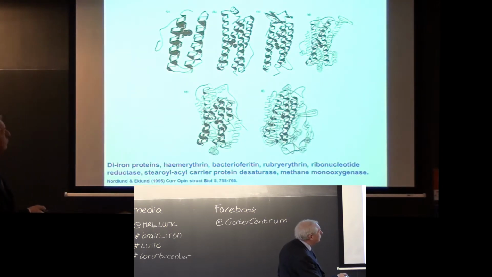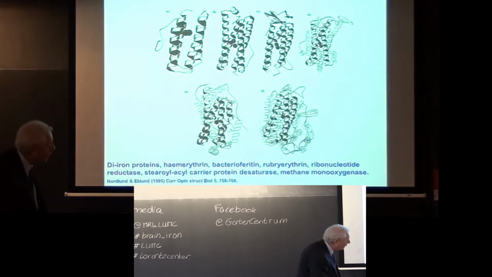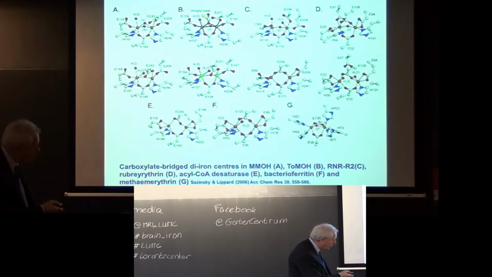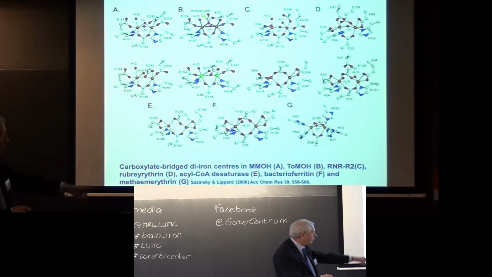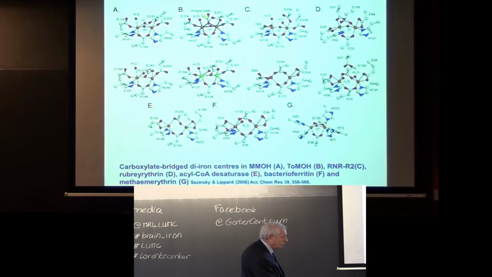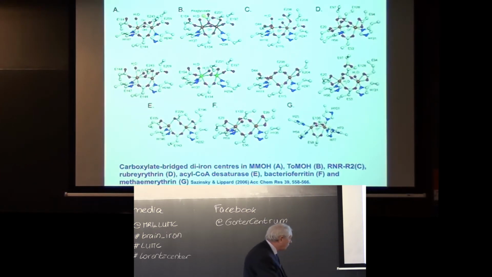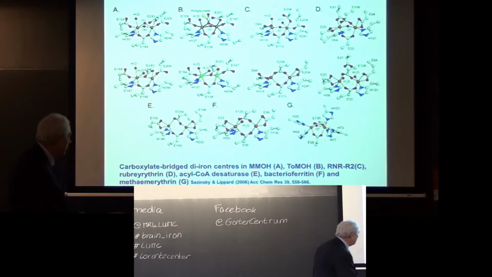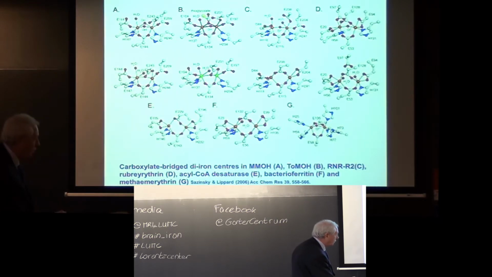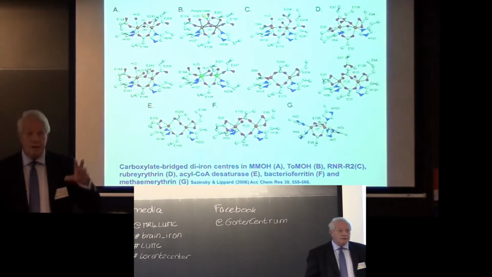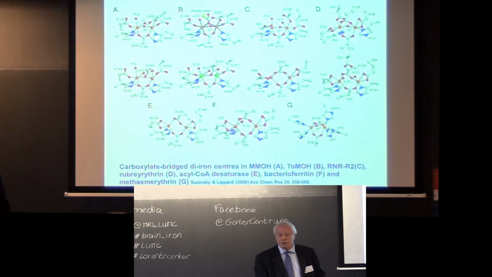So all of these are very similar four helix bundle structures. They all have very similar reactive centers, and they catalyze reactions which vary from methane monooxygenase, which transforms methane into methanol, toluene into an alcohol, ribonucleotide reductase, bacterioferritin, acyl-CoA desaturase, methemerythrin. This one puts double bonds into fatty acids, and this one is in fact an oxygen transporter. So you've got all this variety just around a di-iron center.